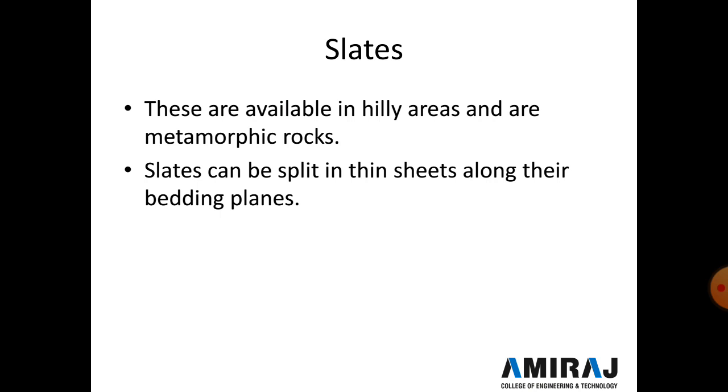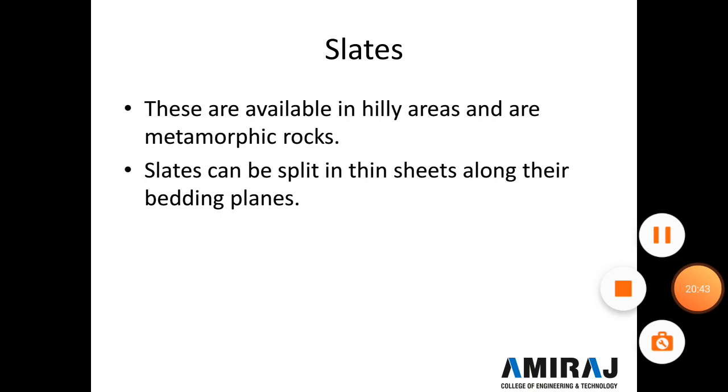Next is slate. Slate is available in hilly areas and is a metamorphic rock. Generally it is black in color, and slate can be split into thin sheets along its bedding planes. Generally slate is used for roofing work.